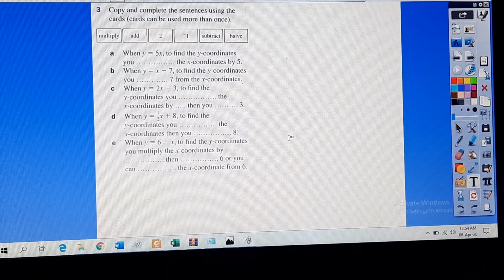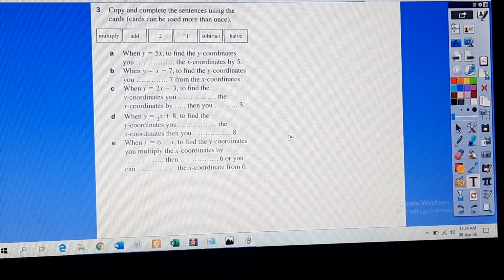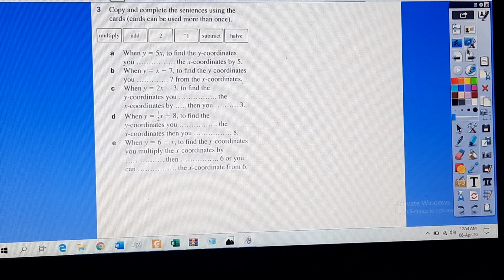At exercise 3, you have to copy and complete the missing words. So I will leave you to complete this one in your book.